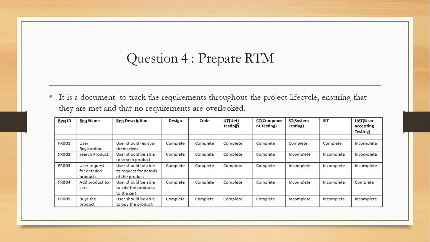The next question is related to RTM, the requirement traceability matrix. This is the matrix you, as a business analyst, will use throughout the project to get to know how the project is going on and where you are. In this RTM, we have different things like requirement ID.